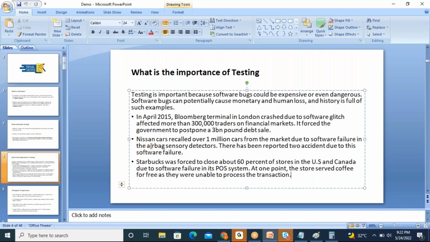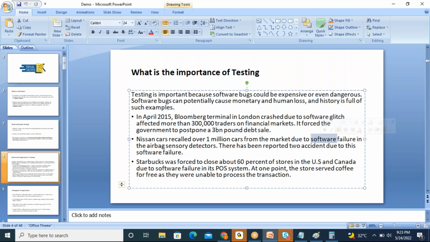Also, Nissan recalled over 1 million cars from the market due to software failures in the airbag sensory detectors. Two accidents were reported due to this software failure. What is the purpose of airbag sensory detectors? If any major accident happens, due to that sensor the airbags have to be blown accordingly so that it will avoid injuries. Due to the failure of those sensory detectors, 2 accident cases were filed. You know Nissan is a popular car brand. Because of this incident, they recalled over 1 million cars. Why? It was due to some software failure.